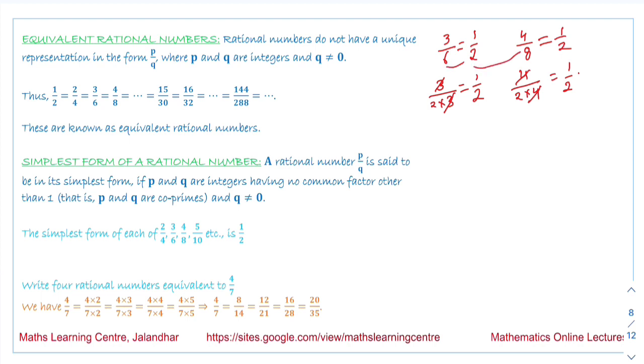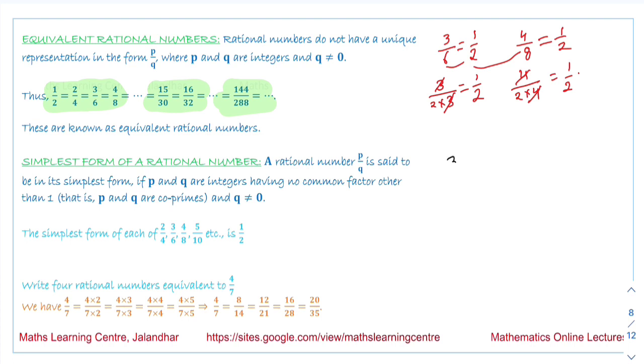So both these numbers are equivalent to 1 by 2. What we say is all these numbers, 1 by 2, 2 by 4, 3 by 6, 4 by 8, their numerical value is equivalent to 1 by 2. So all these numbers represent the same number 1 by 2. So we say all these numbers are the equivalent numbers. And what we say is 1 by 2 is their simplest form. So what does simplest form mean?